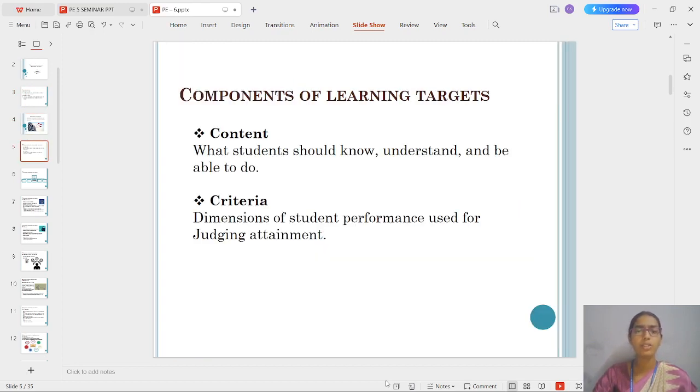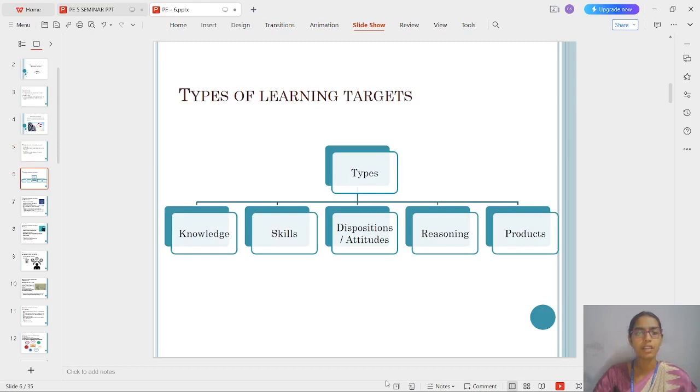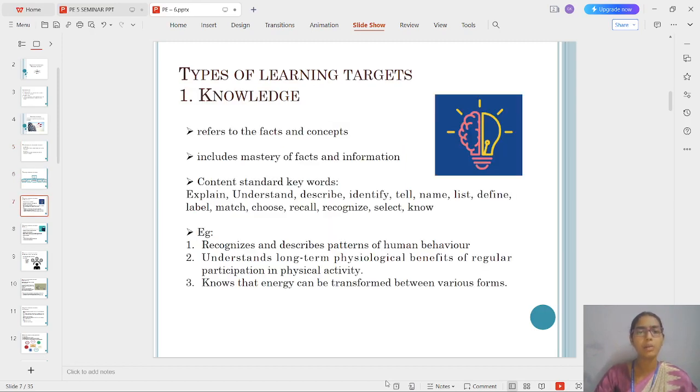These are the components of learning targets: content and the criteria. Then the types; we will see the types in detail. First one, the knowledge level learning target. Here it refers to the facts, mastery of facts and information. For setting these targets, we use content standard keywords like explain, understand, describe, identify, etc.